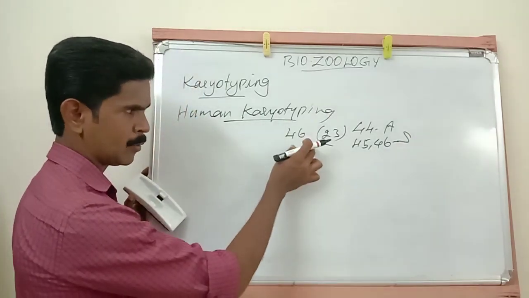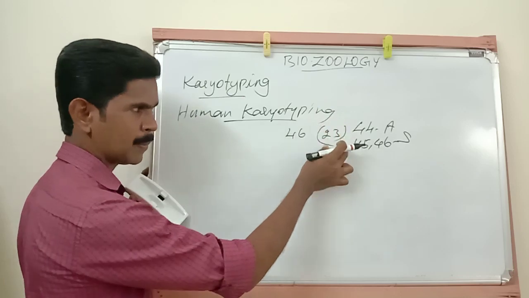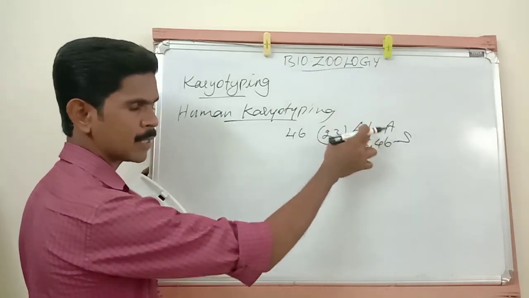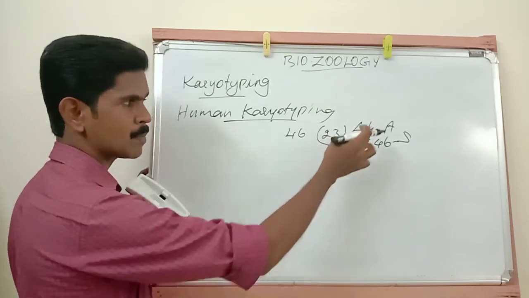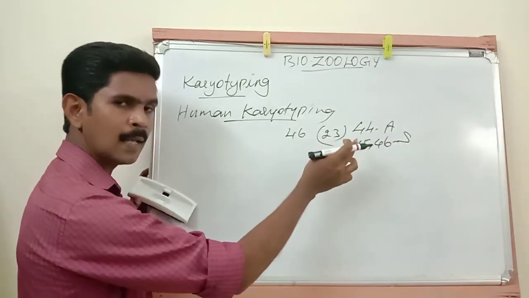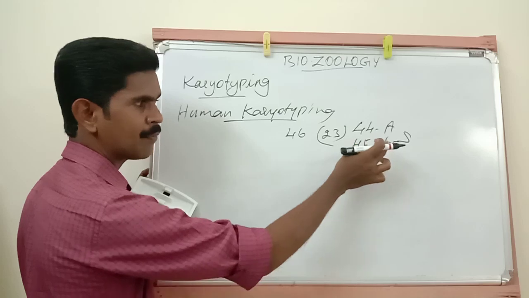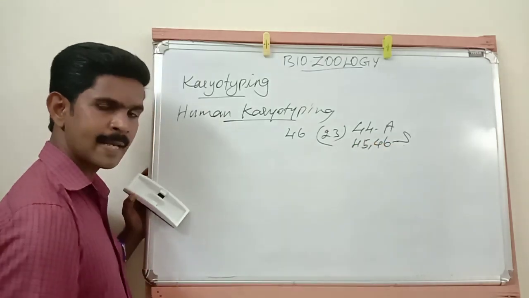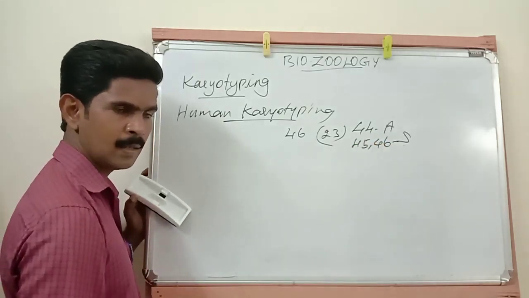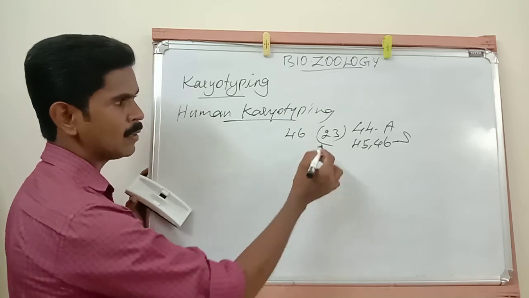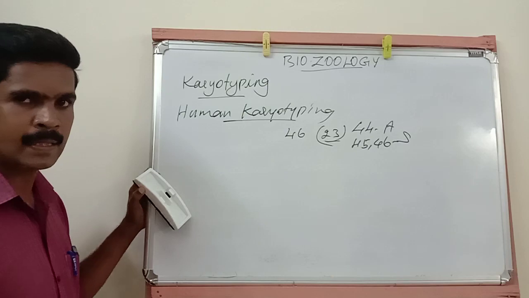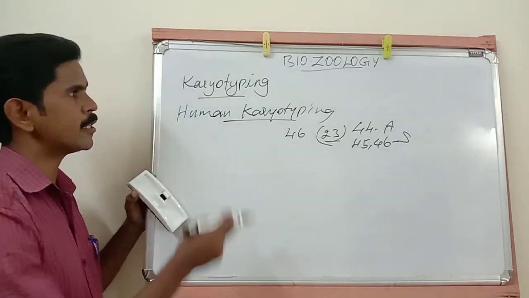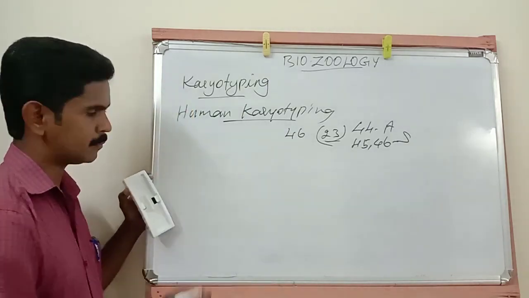So 46 chromosomes are arranged in 23 pairs. The first 44 chromosomes, that means the first 22 pairs of chromosomes, are called autosomes, and the last pair, that means the 45th and 46th chromosomes, are called sex chromosomes. Understand? Listen very carefully. All these 23 pairs of chromosomes are arranged in 7 groups by using the karyotyping technique.